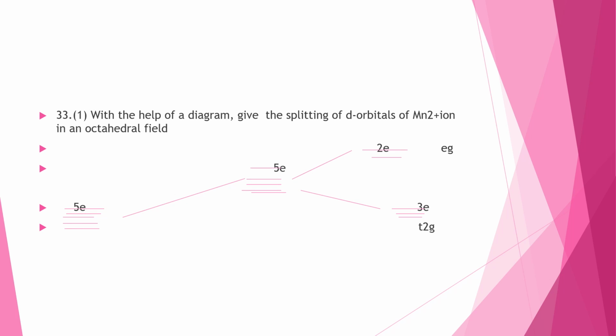Then, with the help of a diagram, give the splitting of d orbitals of Mn2 plus ions in an octahedral field. The electronic configuration of Mn2 plus is d5. For manganese, the configuration is 3d5 4s2. After losing 2 electrons from the 4s orbital, it has 5 d electrons. In octahedral splitting the d orbitals split into 3 orbitals with low energy and 2 orbitals with high energy. The low energy orbitals are called triply degenerate, and the high energy orbitals, of which there are only 2, are called doubly degenerate.